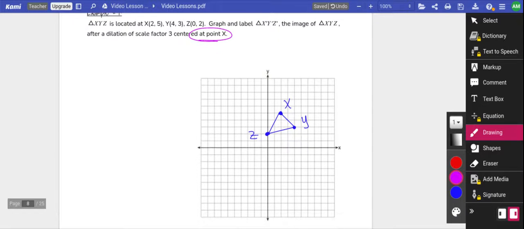All right, let's try this again. So we're going to start at our center like we've been doing. So starting at my center, which is X, I'm going to count right 2, down 2 to get to Y. So I'm going to continue that pattern, right 2, down 2, right 2, down 2, 3 times, because I need 3 slope triangles for a scale factor of 3. Now I'm going to dilate point Z. My center is X, so I'm going to go left 2, down 3, left 2, down 3, left 2, down 3. Here's point Z prime.